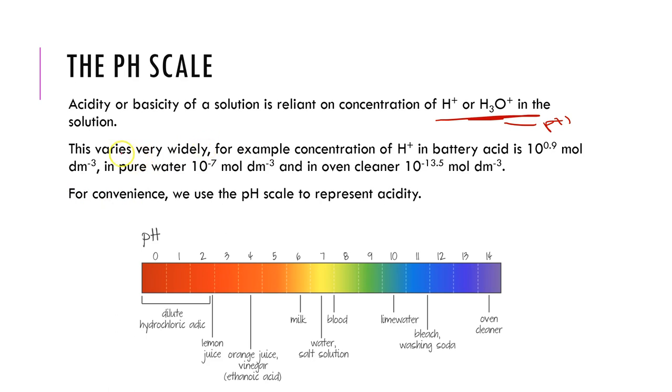The concentration of H+ varies widely. In battery acid, which is sulfuric acid, H2SO4, actually in our car batteries, known as lead acid batteries, this is 10 to the 0.9 mole per decimeter cubed, or in VCE language, moles per litre. In pure water, we actually have 10 to the -7 moles per litre. So we're talking about here 1 times 10 to the -7 moles per litre.